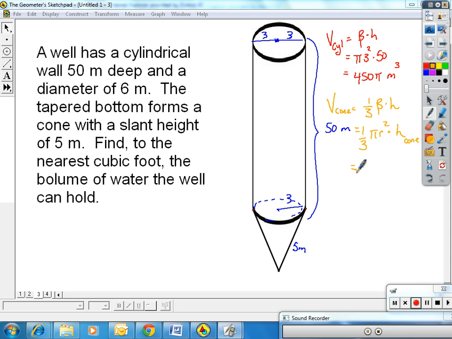Looks like that's going to be what we need to find, the height of this cone. This is a slant height. 5 is slant height, 3 is a radius, and this is a 3, 4, 5 triangle. So this is 1/3 times pi times 3 squared times 4. That's 1/3 times pi times 9 times 4. I'm going to simplify a third into 9, which is 3. So I've got 4.